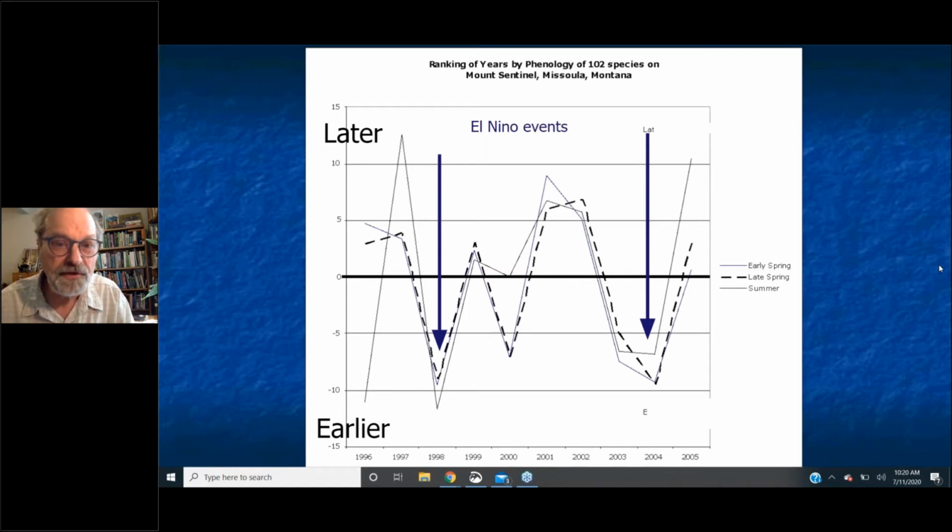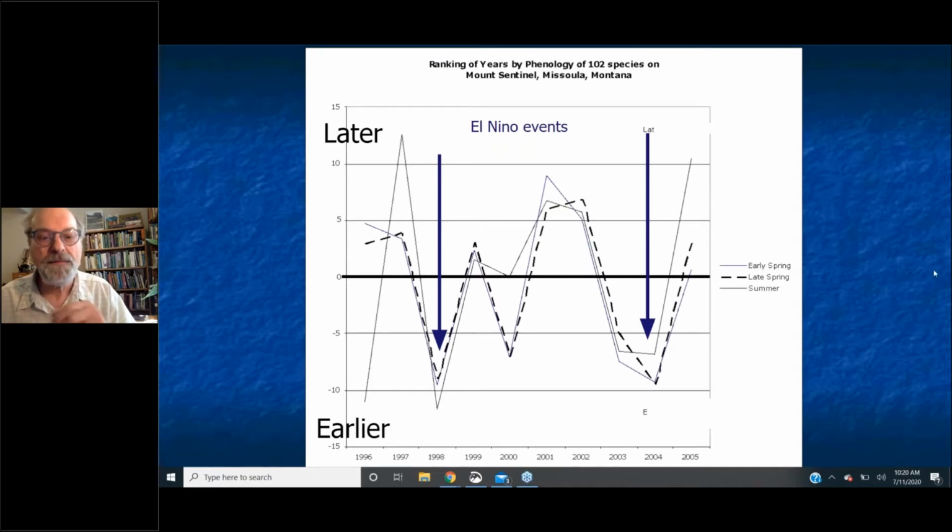They're picking up the cue that this is a warm season. Okay, let's flower early. Let's produce a lot more seeds this year. Let's get a competitive advantage. And then when it's not an El Nino year, they would hold off. It was just cool that you could see this pattern with this very simple data that was collected in a very consistent way.